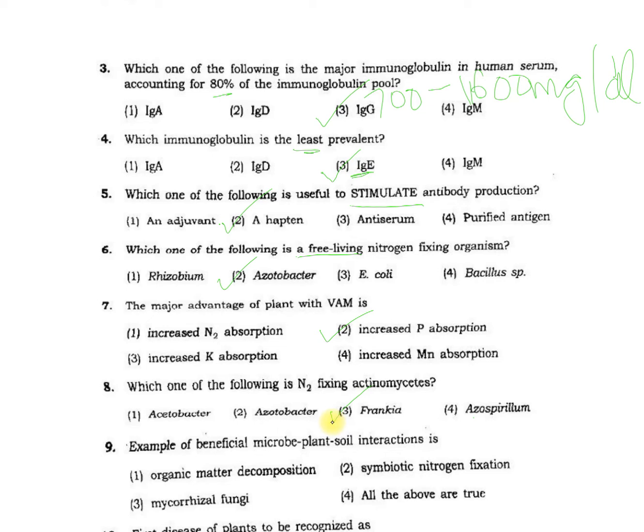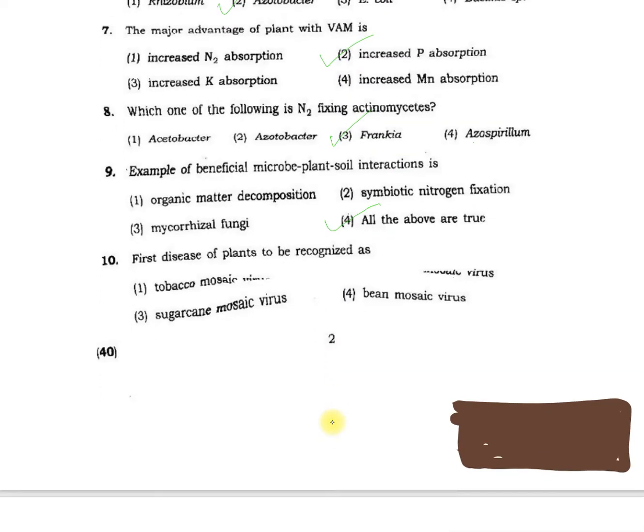Question number 9. Example of beneficial microbe-plant-soil interaction is: 1, organic matter decomposition; 2, symbiotic nitrogen fixation; 3, mycorrhizal fungi; 4, all are true. So here all the options are true. So the fourth one is the correct option.